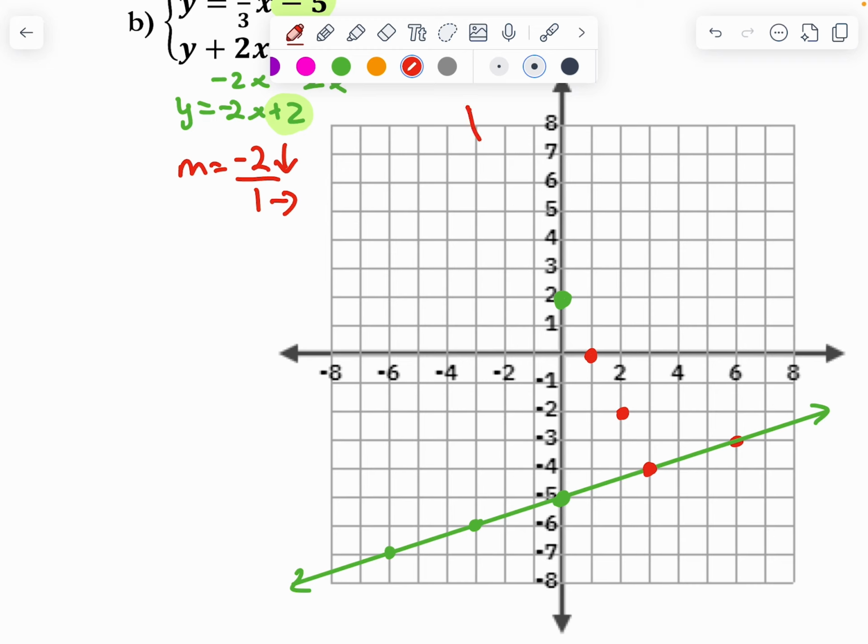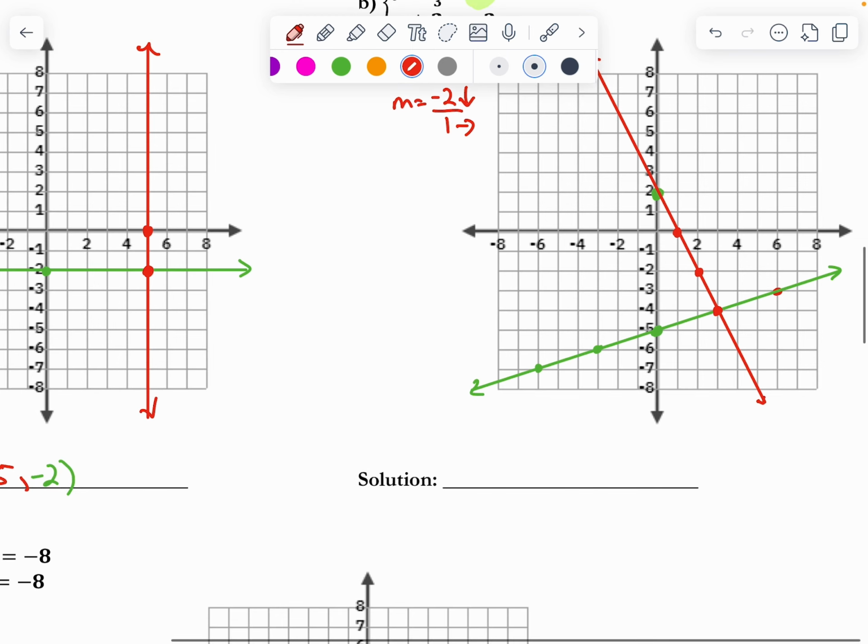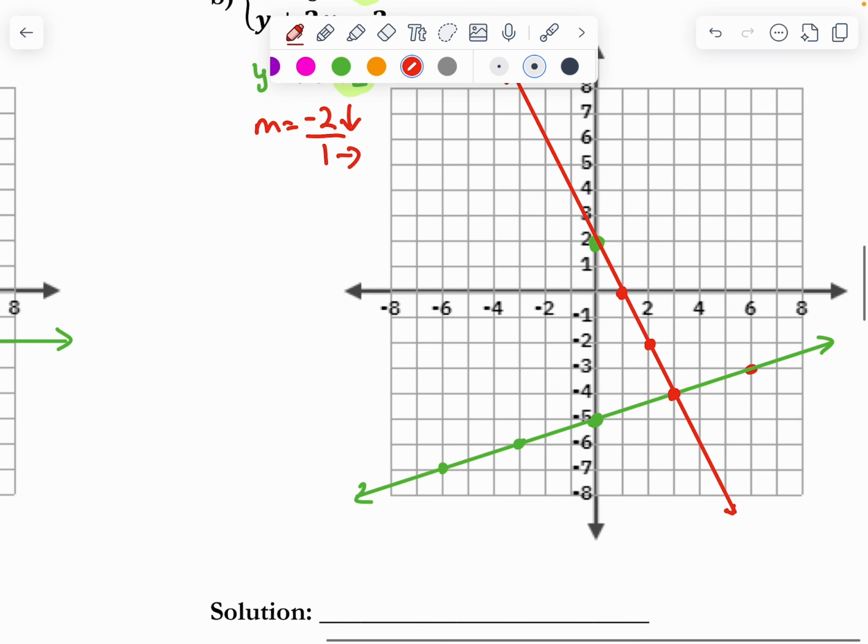Let me go ahead and draw a line. This is exactly why we like to do points and not lines, because you guys saw how terrible that was. Now I can clearly see that my answer is where x equals 3 and y equals -4. So 3, -4 is my answer here.